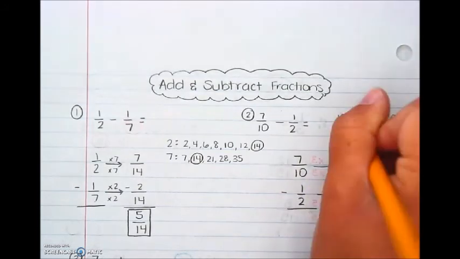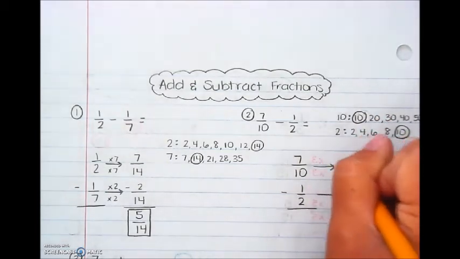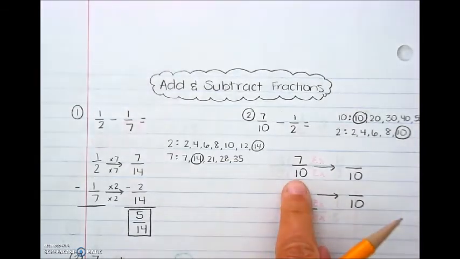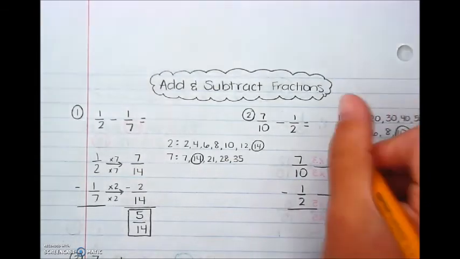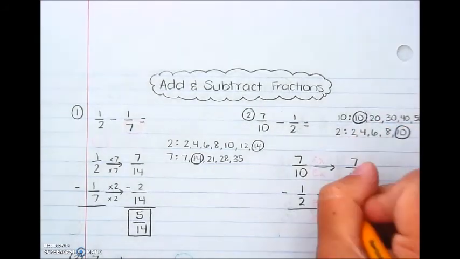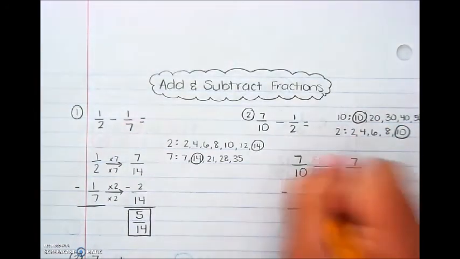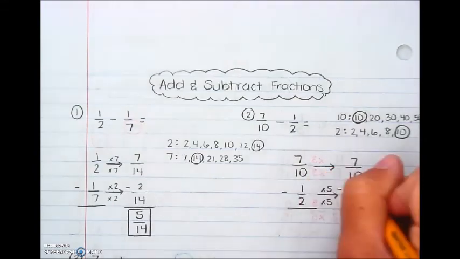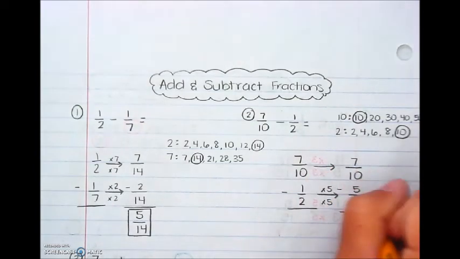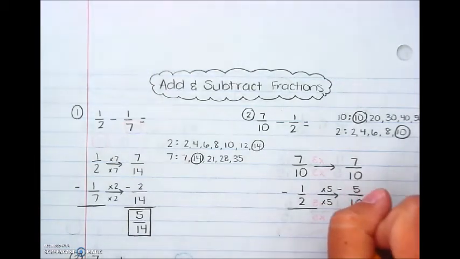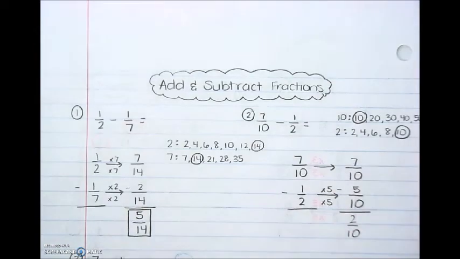My common multiple, or my common denominator, is going to be 10. So in this particular example, I don't have to change anything with my first fraction. That's going to stay 7/10. Then 2 times 5 was 10. So I need to multiply 1 times 5 to get a numerator of 5. So now I can subtract 7/10 minus 5/10. That gives me a difference of 2/10.